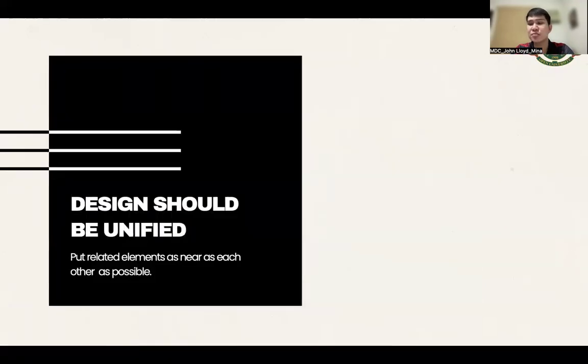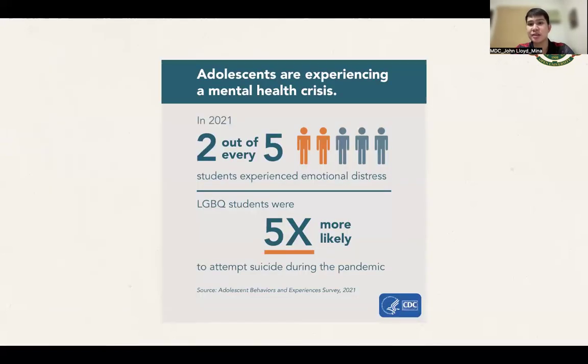Next is design should be unified. The third principle is simply unity. Related elements should be positioned close together. For example, when creating infographics, figures and visuals should be near the text that explains them to clearly illustrate the information. This principle enhances the reader's understanding. And here's the example. Adolescents are experiencing a mental health crisis.